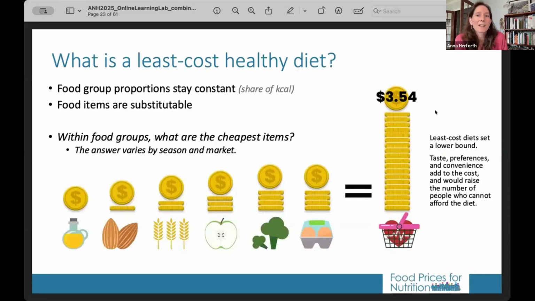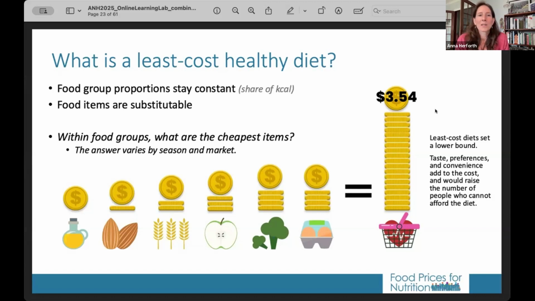Now I've been talking about least cost diets that meet the standard, and I want to say a little more about what we mean by a least cost diet. For the least cost diet that meets the healthy diet basket standard or any food-based dietary guideline, what that means is that we have the same food groups and the proportions stay constant in all of the analyses, in terms of the share of dietary energy for each food group, but the items themselves change, are substitutable, because whatever you find in the market that day, those are the prices you compare.